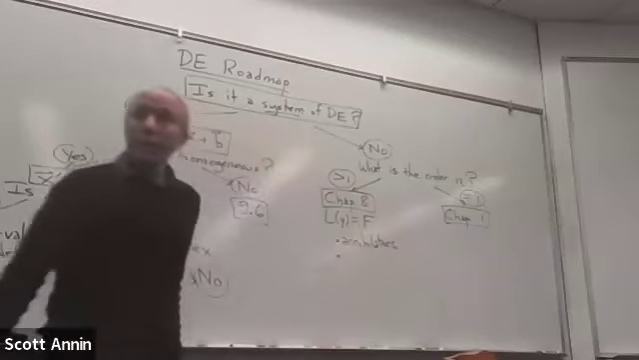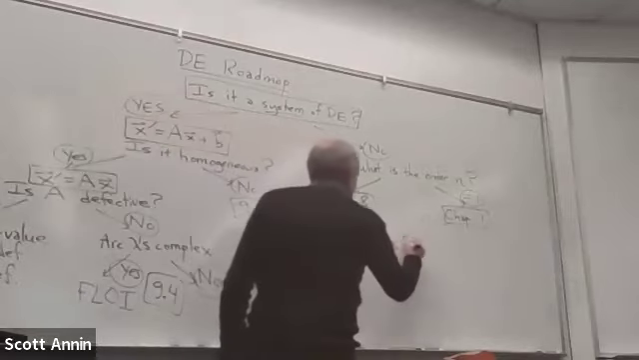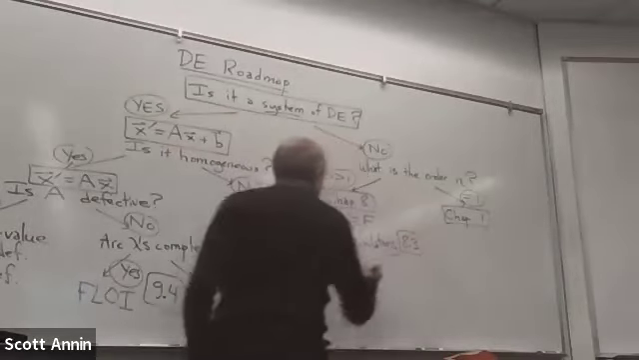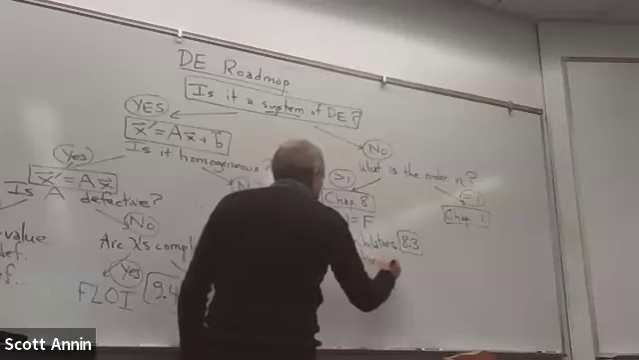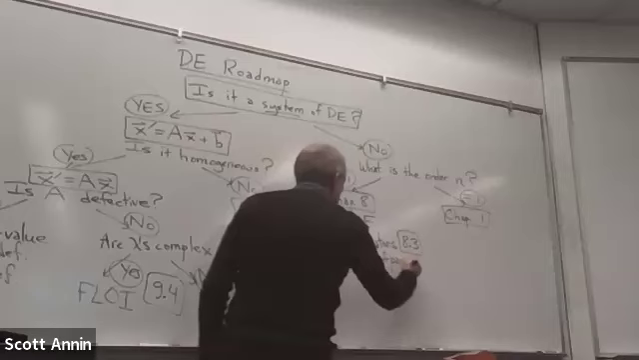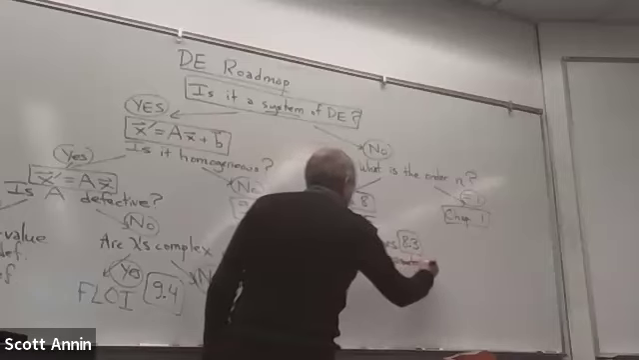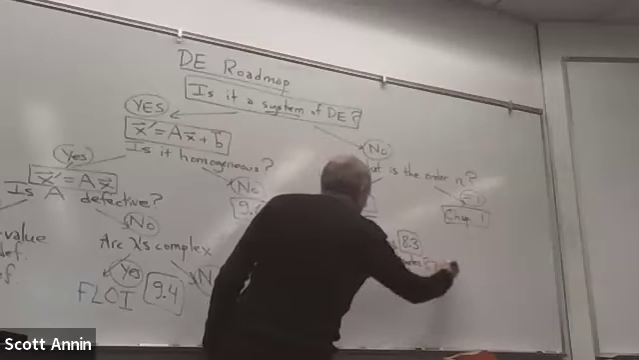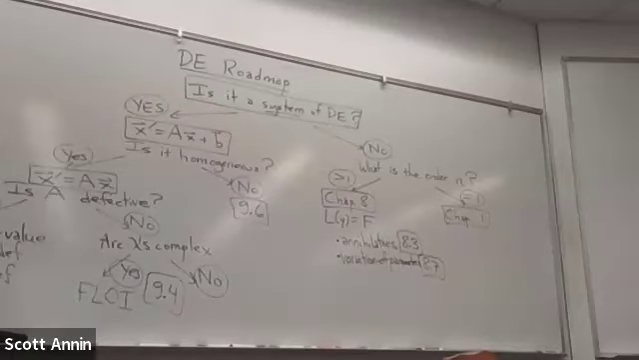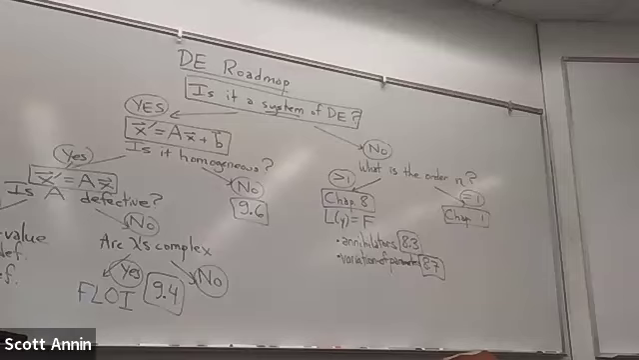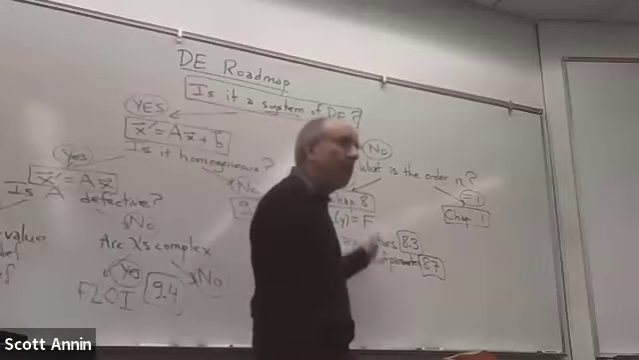The annihilators method. This was in section 8.3. And then there's the variation of parameters, which we also use quite often. And that was in 8.7. By the way, all of this was on the midterm. I managed to ask almost everything on the test on Tuesday. But just make sure you know these techniques.